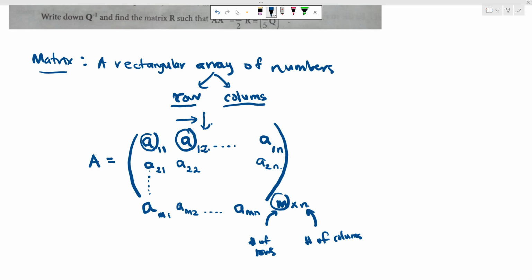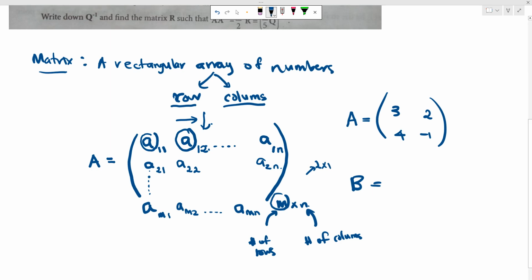Now let's take an example. If A is a 2 by 2 matrix, then it will have 4 elements, right? Let's say 3, 2, 4, minus 1. So this is a matrix. Now if matrix B has dimension 2 by 1, it has 2 rows and 1 column. So this is a column matrix, right?